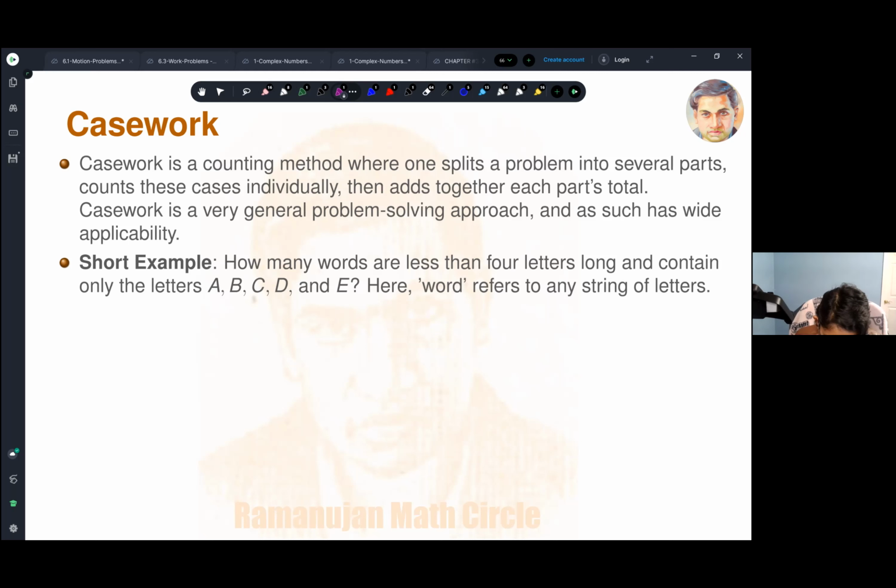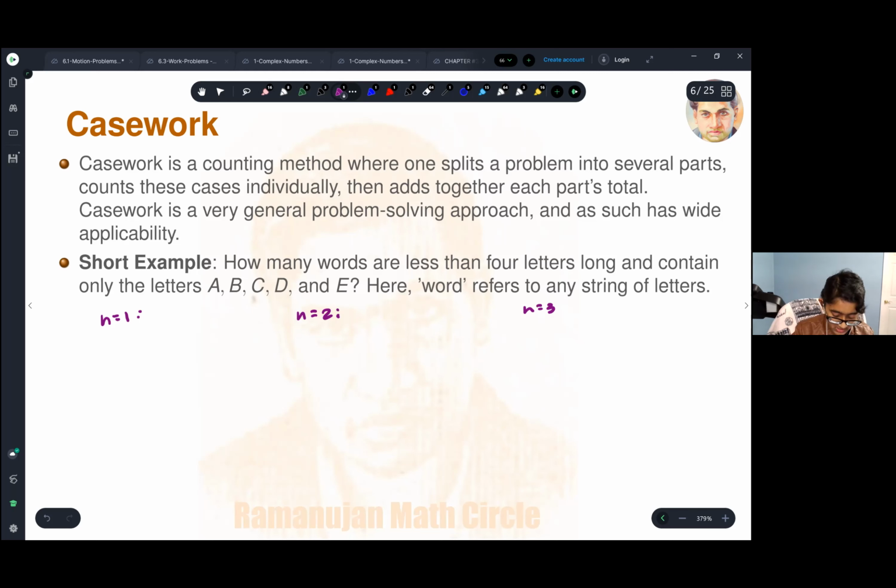Okay, so the words are less than 4 letters long. Here, we're going to have something called casework, and what that means is we're going to have cases based on some criteria. I think the criteria here is the length of the word, because based on the length of the word, you can have different ways of counting the number of words there can be. So I'm going to call the length of the word n. I'm going to say n is equal to 1, n is equal to 2, and n is equal to 3, because it says less than 4 letters long, and a word cannot be 0 letters long.